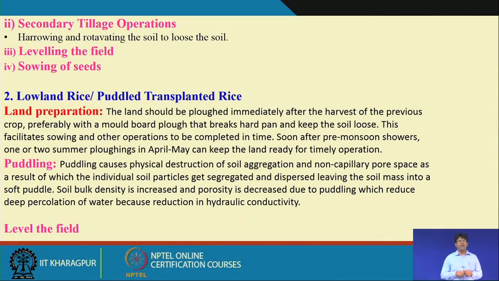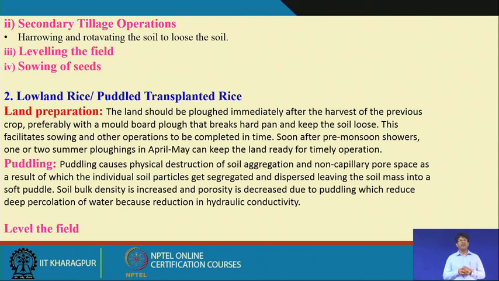Puddling means plowing the land, or tillage operations, with standing water. We impound the water in the field and go on with the plowing operation. That causes the destruction of the soil aggregates, that is, the destruction of the soil structure. We are destroying the soil structure through puddling operations.